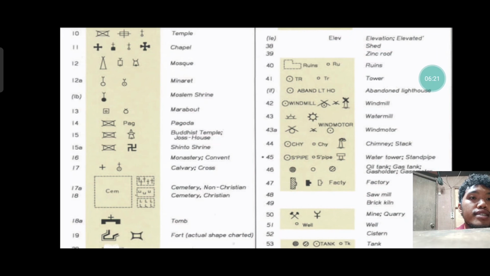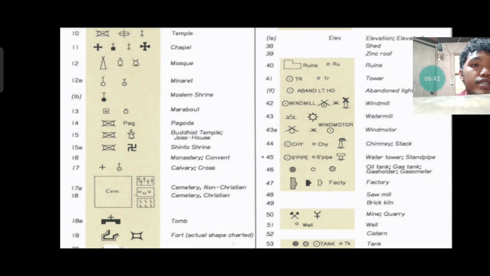Next is the ruins. Next symbol is tower, which is abbreviated as TR. Next is the abandoned lighthouse. The next symbol is for the windmill, and the next is the water mill, wind motor. Next is the chimney stack. Next is the water tower and standpipe. This circle with a dash is for the oil tank, gas holder, and gasometer. Next is the factory, which is abbreviated as FACTY. Next is the sawmill, brick kiln, mine.